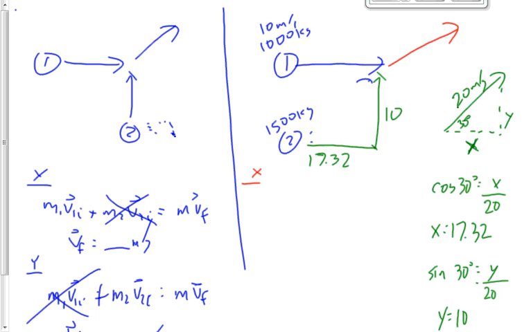Pi is equal to Pf. M1 V1i plus M2 V2i equals, they stick together, so it's MVF. If they didn't stick together, no big deal. M1 V1f plus M2 V2f. M1, 1,000 kilograms. V1i is going to be 10 meters per second. M2 is 1,500 kilograms. V2i, tell me what that is.